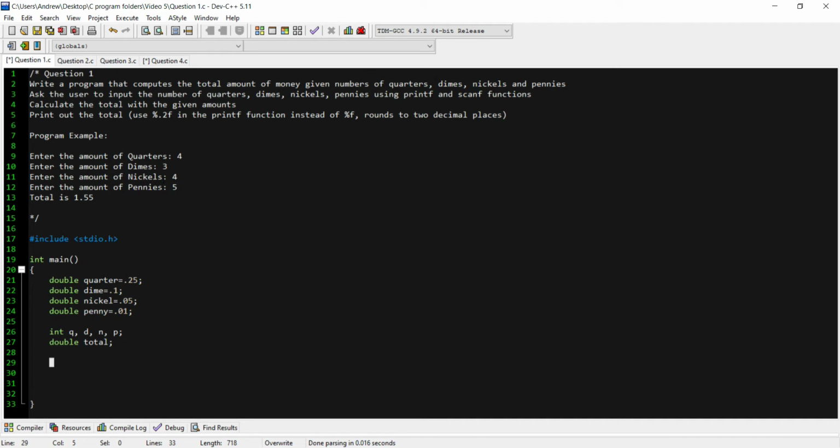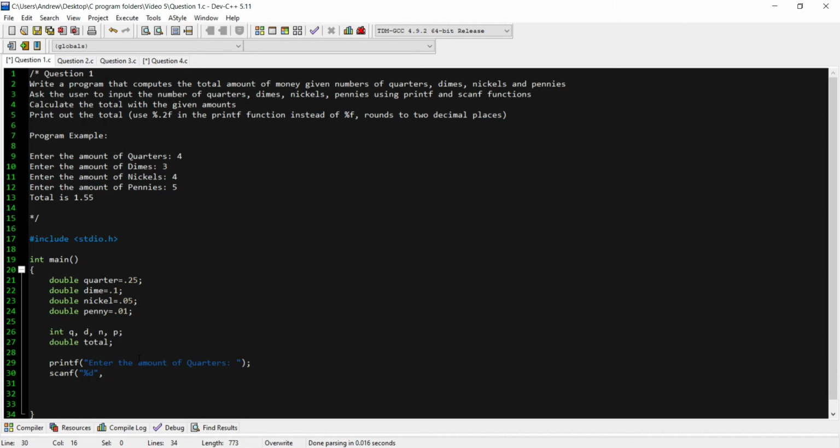Now, we're going to do the printf functions and scanf functions to answer these questions right here. So we're going to printf, enter the amount of quarters. The thing about the scanf function is it doesn't use a newline character, because when you automatically finish, it's gonna go to the next line. So it's like using a newline character, but without having to actually write out the newline character.